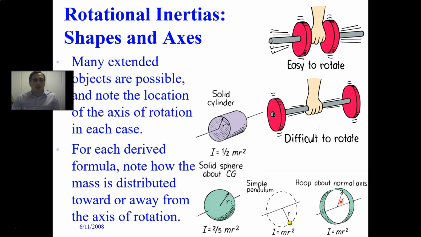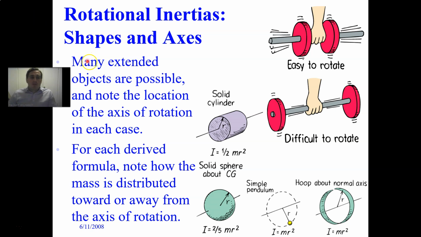Okay, so let us talk about rotational inertia with respect to shapes and axes. Part of the reason rotational inertia is so important is because many times we will have solid body rotation. We will have extended large objects made up of many point masses in a particular shape that we will want to rotate around a specific axis of interest.